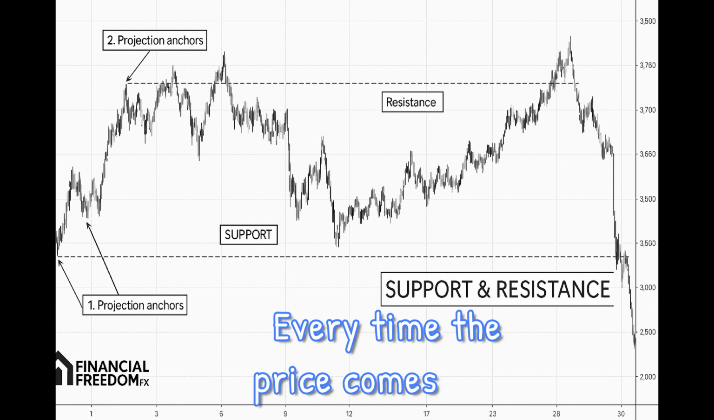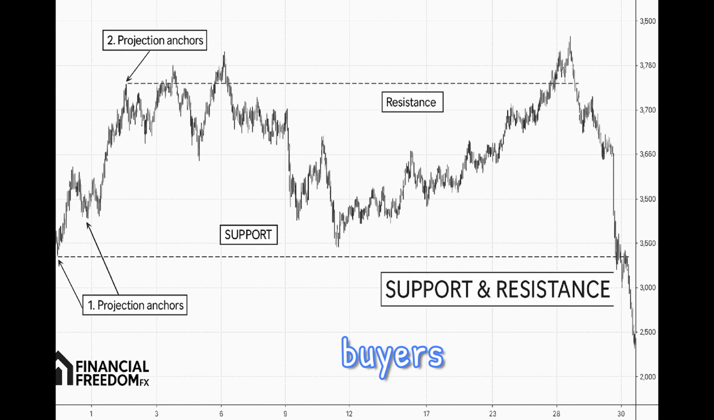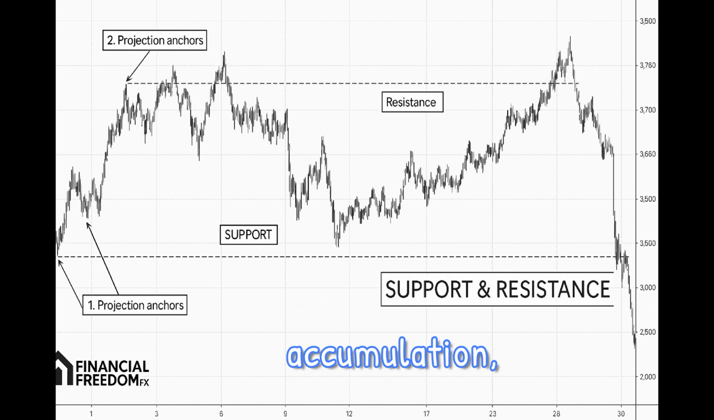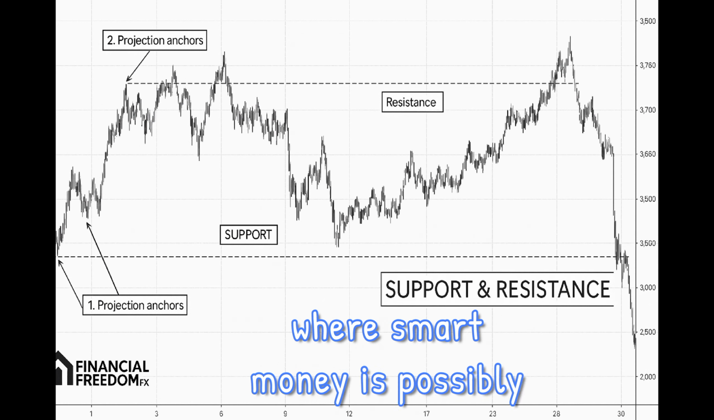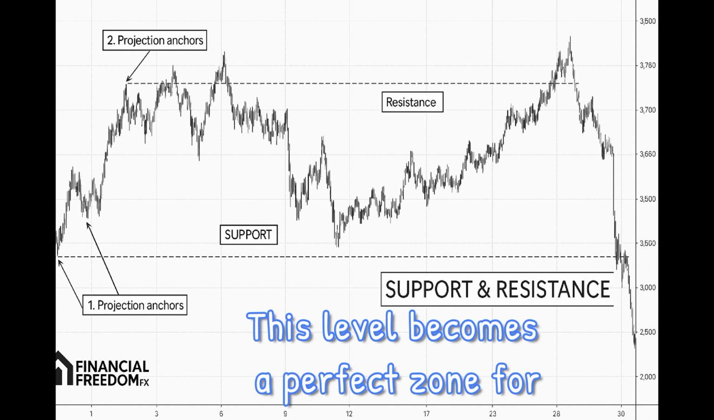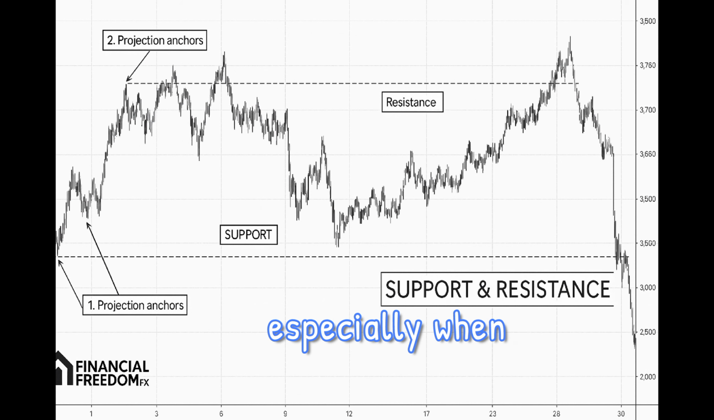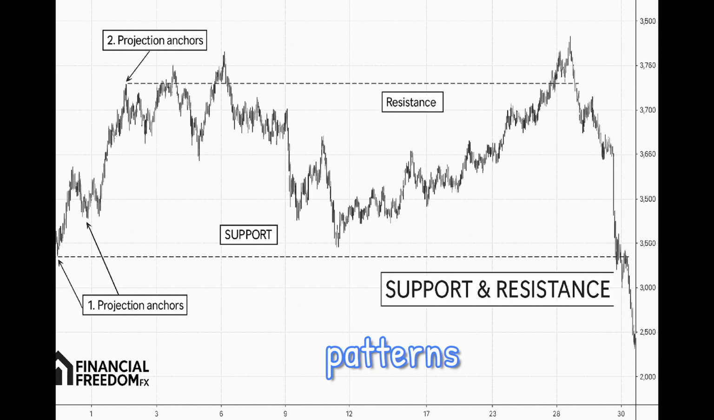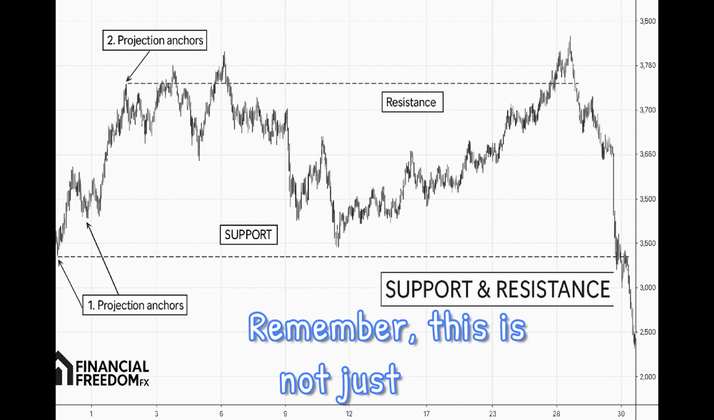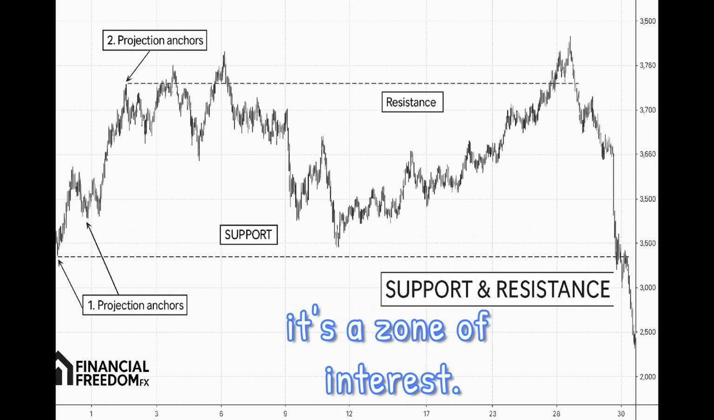On the flip side, we have the support level acting as the floor of the range. Every time the price comes down to this area, buyers aggressively enter the market and push price back up. This confirms the presence of accumulation, where smart money is possibly buying in bulk. This level becomes a perfect zone for long positions, especially when confirmed with bullish candlestick patterns like hammer or bullish engulfing. Remember, this is not just a line, it's a zone of interest.